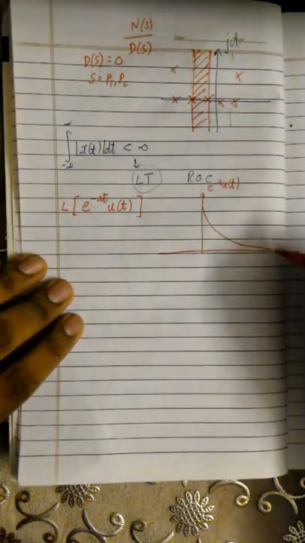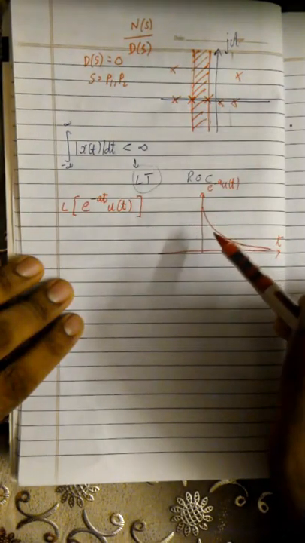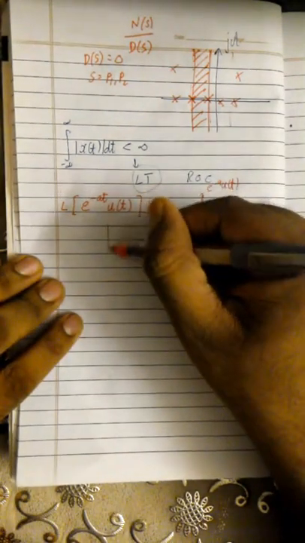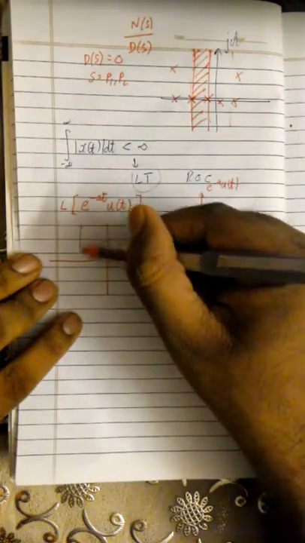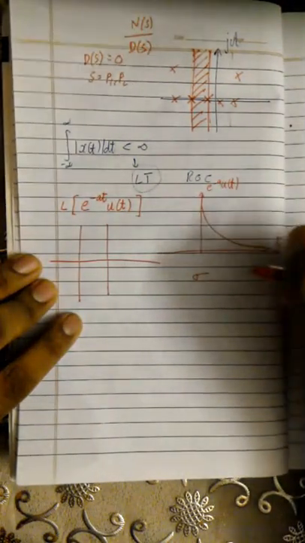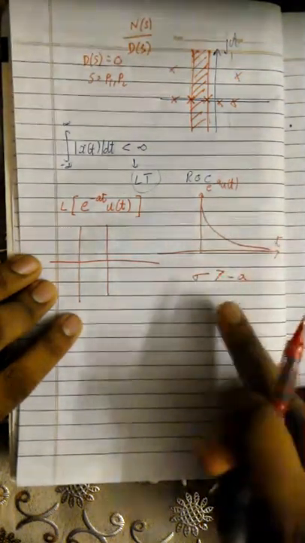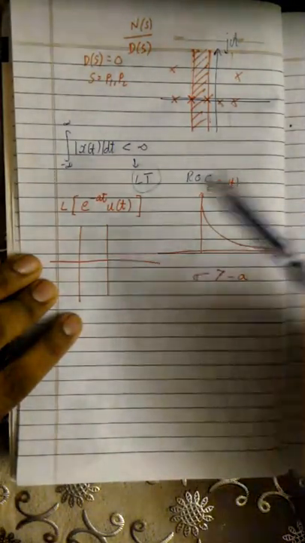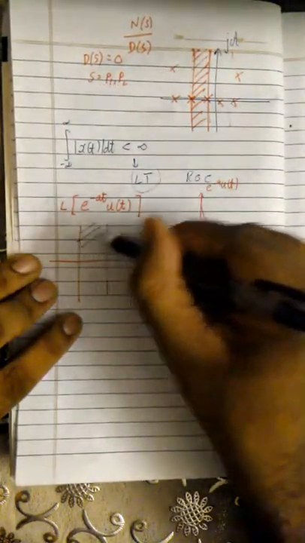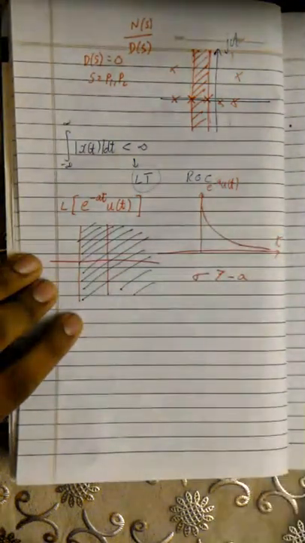So this is a right-sided graph, and if you remember the ROC that you got for this graph, the final answer was sigma greater than minus A. This is the answer that you got, sigma greater than minus A, or in other words, this is the ROC. If you remember, this is the first problem you did. This is an example of the fourth property.